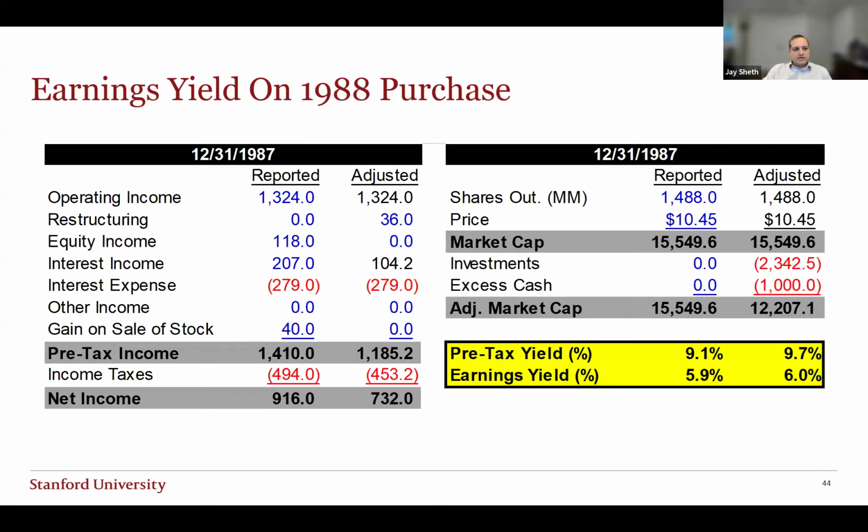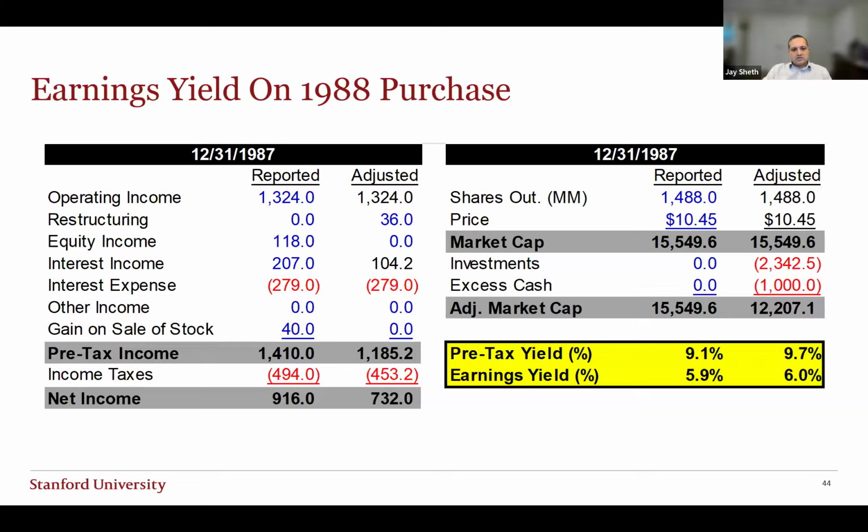And so you can see that the adjusted pre-tax income for Coca-Cola in 87 was 1.185 billion, and then if you back out the taxes, about 732 million. So we know that Buffett bought it at $10.45. There was 1.488 billion shares, again split adjusted at the time. So the market cap of Coca-Cola was $15.5 billion. Like I said, in that $15.5 billion, you had 2.3 billion of investments. That was again Columbia Pictures, the 49% of Columbia Pictures that they still own, the 49% of Coca-Cola Enterprises, the 49% of TCC, and then the other bottlers, and then $1 billion of excess cash.